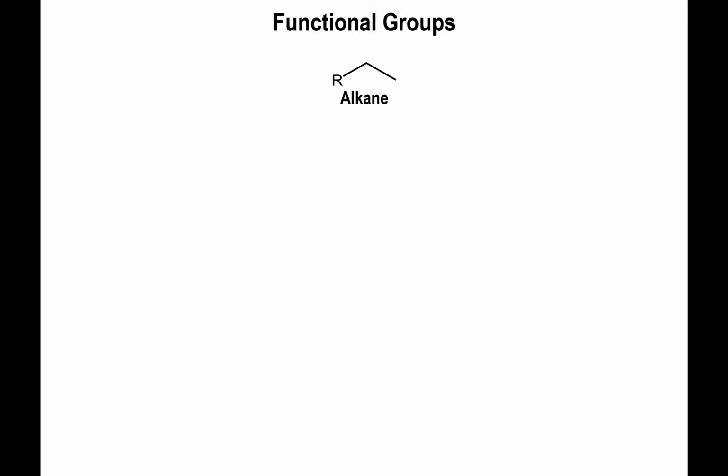The first one is known as the alkane group. And alkanes characterize themselves by having only carbon-hydrogen bonds and carbon-carbon single bonds. If that's all your organic molecule contains, you got yourself an alkane.